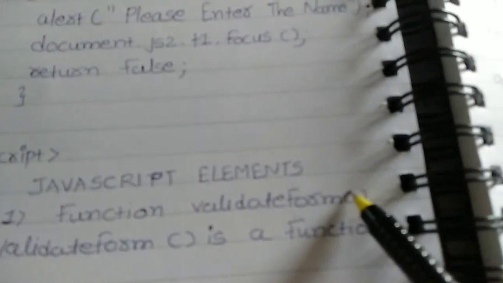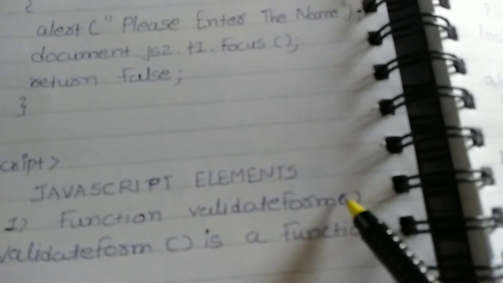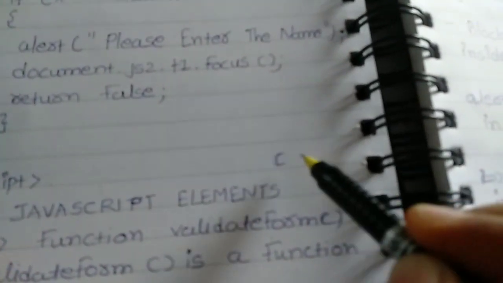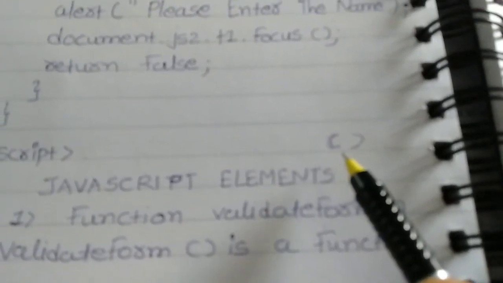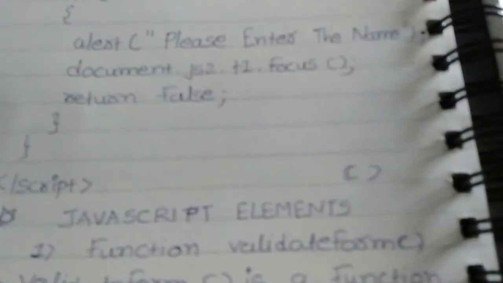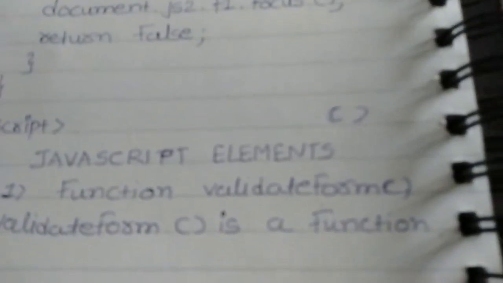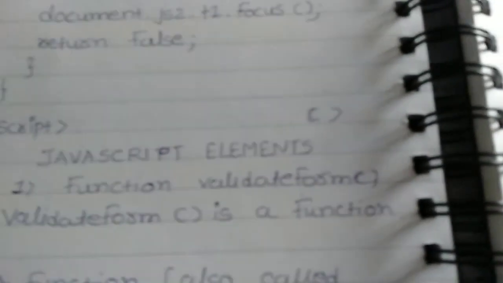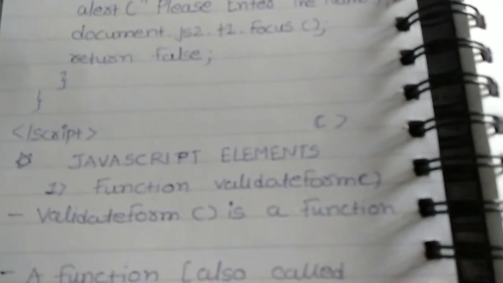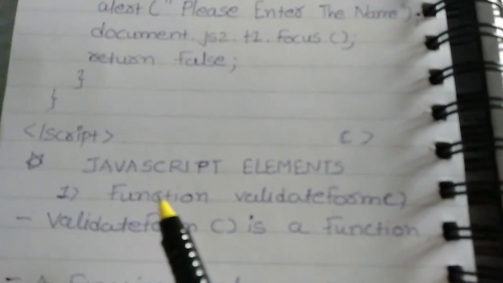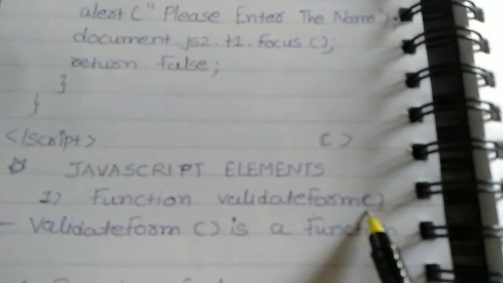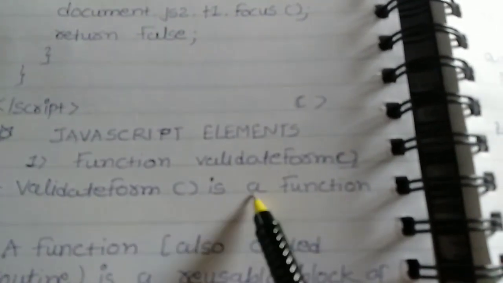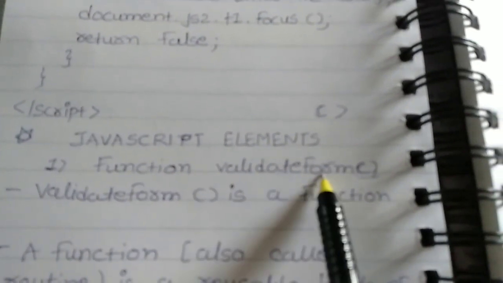Can you see after validateForm I have written opening and closing brackets. Why? Because if you want to write a function, then you compulsorily have to write opening and closing brackets. So function, validateForm, opening and closing brackets. ValidateForm is a function.